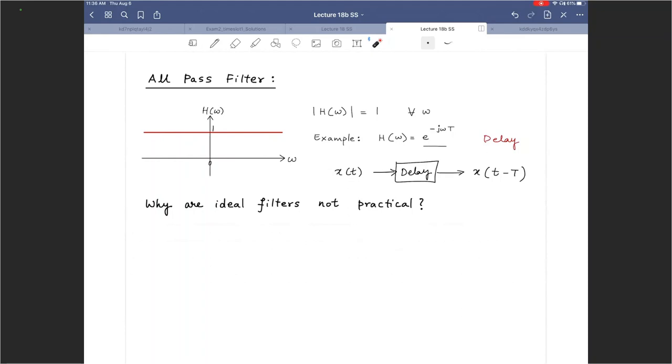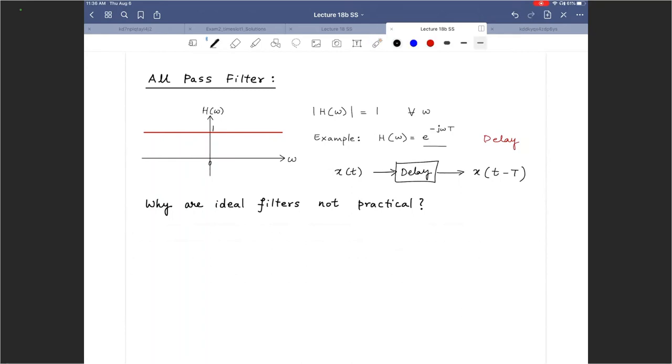Not very useful because it's not doing some selectivity with respect to frequencies. It's just passing all the frequencies. Now, an important question here, before we talk about Butterworth, we need to address this. Why are ideal filters not practical?